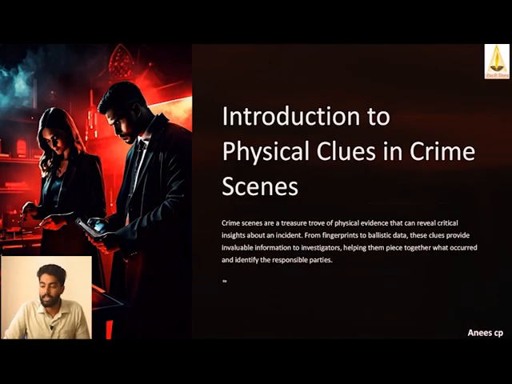So today we are going to discuss an introduction to physical clues which can be present in any kind of crime scene, which is one of the most important parts of forensic science when we are dealing with crime scenes and investigation processes. Crime scenes are a treasure trove of physical evidence that can reveal critical insight about an incident.